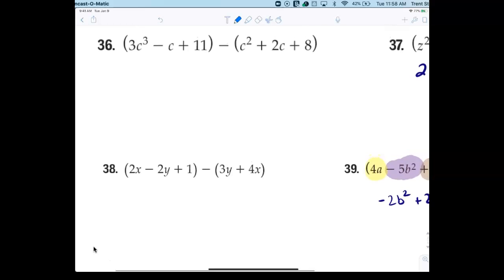Jude, why don't you help me out with 36? So what do I do with the negative? Right. So the c squared becomes a what? Negative. 2c becomes an 8. Exactly. All right.